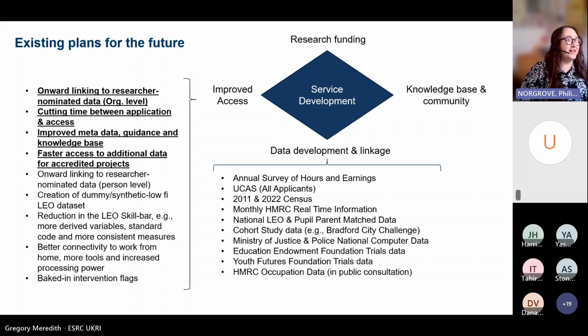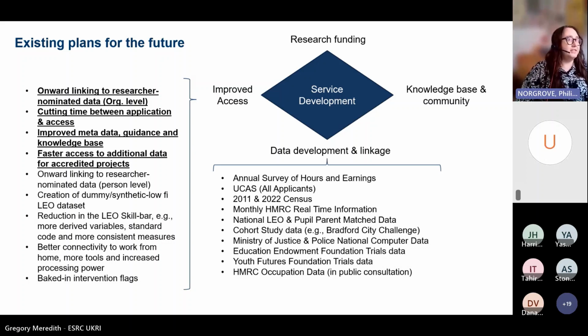So for LEO, we have lots of development plans in place in a number of areas. One area in particular is improved access, which would allow for faster, more secure access to the data. Things like improved metadata and guidance, activities to reduce the skill bar required to use LEO is one that we're really thinking about and working towards, because it is such a huge, complex data set. That level of skill is required to use it, and that's definitely something we want to work on. We're also looking at better connectivity and just anything to improve external access to the LEO service.